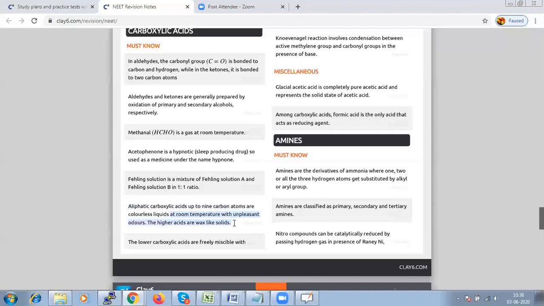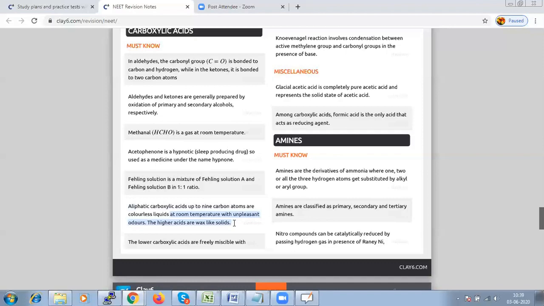So the lower carboxylic acids, whenever we talk about solubility, the first four members are soluble in water, that is, formic acid, ethanoic acid, propanoic acid. But as the number of carbon atoms increases, the solubility will decrease, because the size of the non-polar group will increase. The solubility of the smaller members is because of the presence of hydrogen bond.